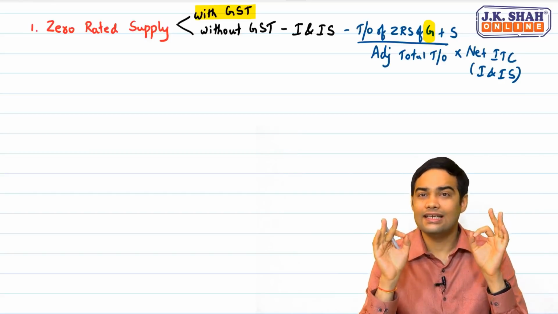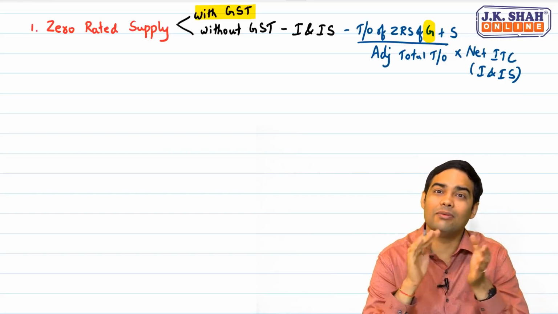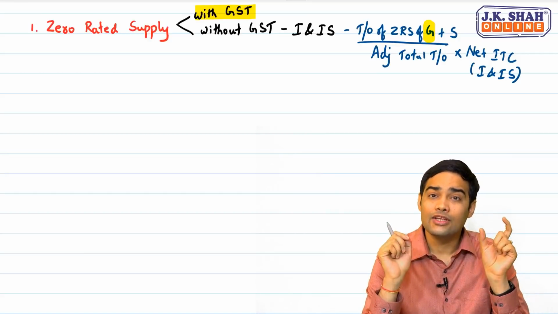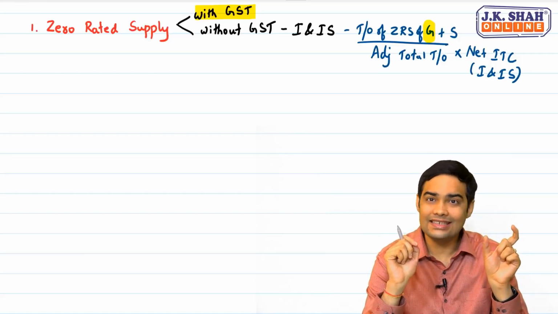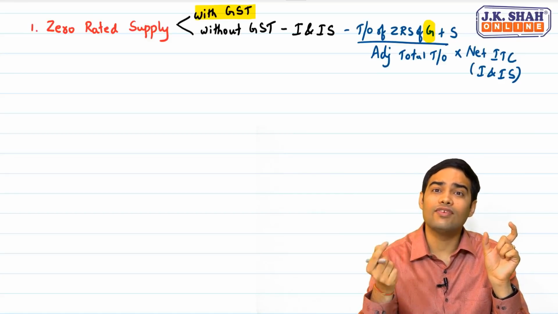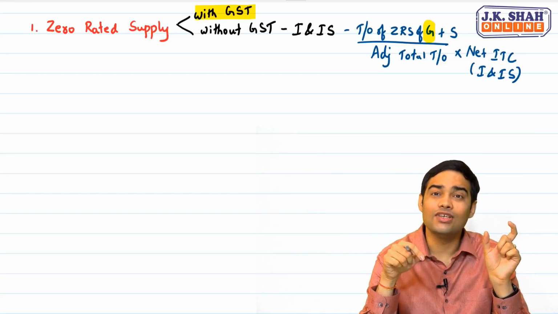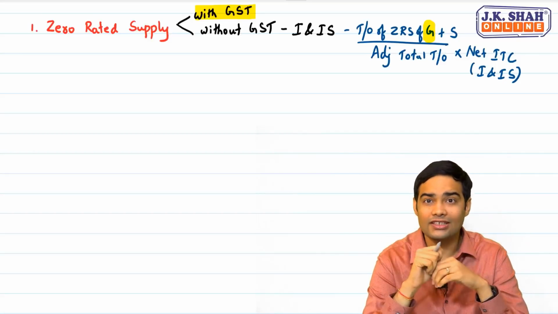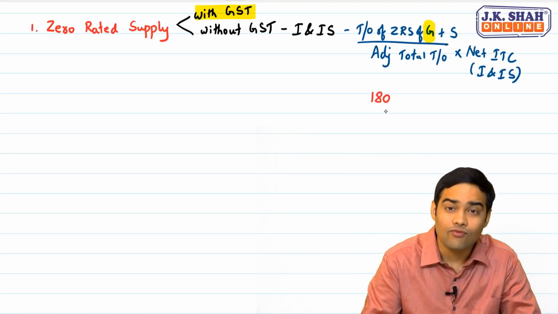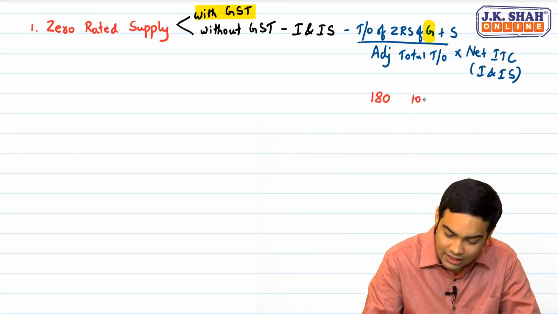Now, till here it was very simple. Then an amendment was brought in November 20. What was the amendment? You will use the zero rated supply price or 1.5 times of domestic price, whichever is lower. Now imagine my export price is 180 while my domestic price is 100.